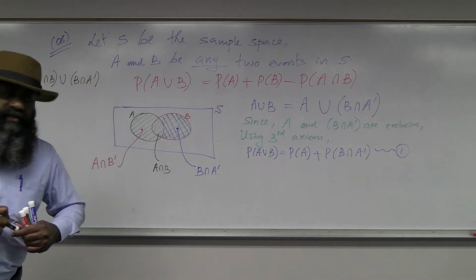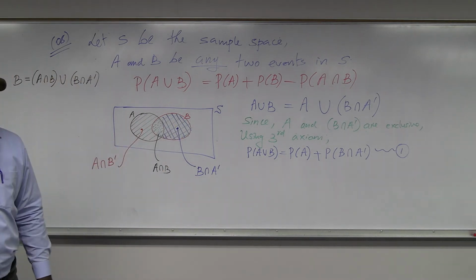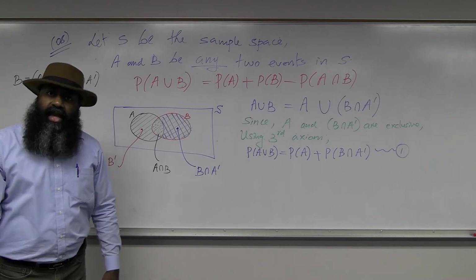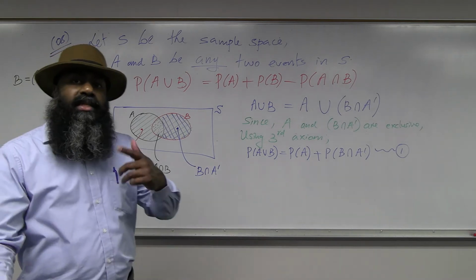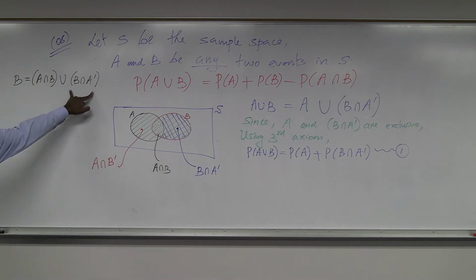Now again, if you look at those two pieces, they also don't have an intersection. They are also mutually exclusive. Therefore, once again, I can use the third basic axiom and write down the probability of B equals probability of A intersection B plus probability of B intersection A prime. So I will write it as that.